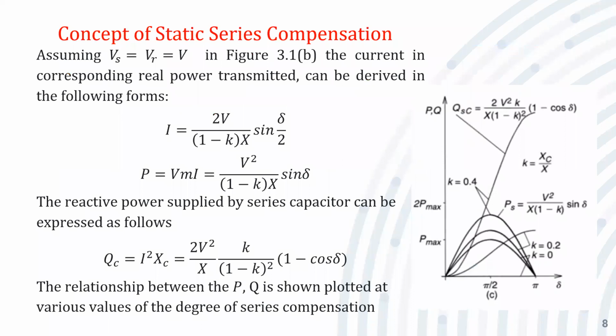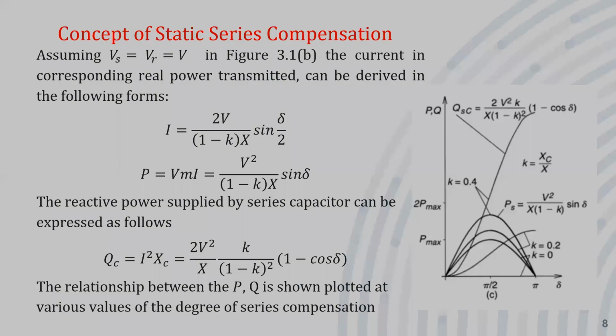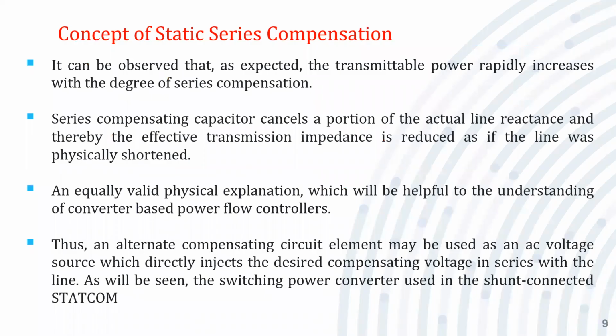Without any series compensation, K is equal to 0, where K is the degree of compensation, which is the ratio of XC upon the reactance of the transmission line. So when K is equal to 0, the series compensation degree is equal to 0. This is the power angle characteristic, whereas as the value of K increases, say 0.2 and 0.4, the power handling capacity of the existing transmission line increases. This is the concept we have seen in the last lecture.